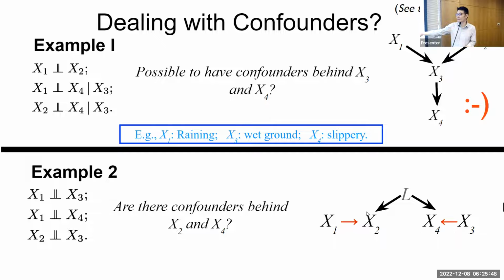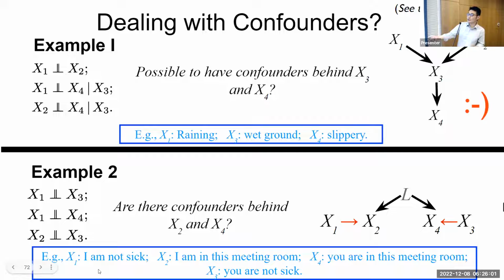Because if there were influence from X2 to X4, then X1 and X4 would not be independent, but you observe independence. And again, you can see a lot of examples even in our everyday life. Let me give one. Let X1 be whether I'm sick, X2 be whether I'm in this meeting room, X4 be whether you are in this meeting room, and X3 denote whether you are sick. You can verify that those independence relations are approximately true given the environment.